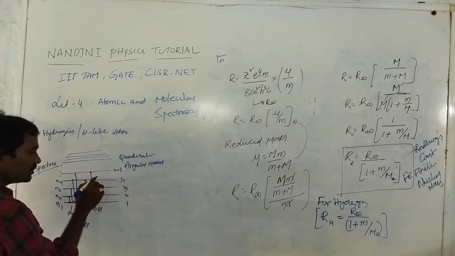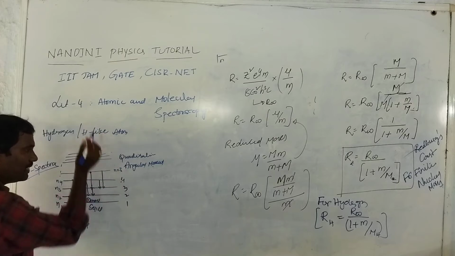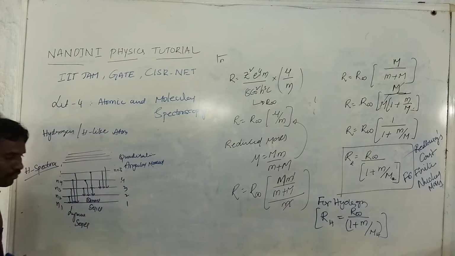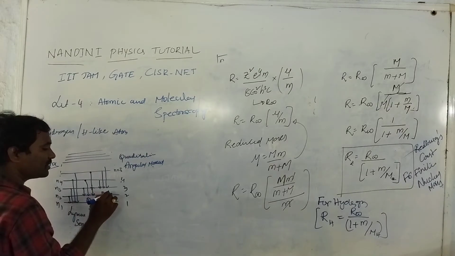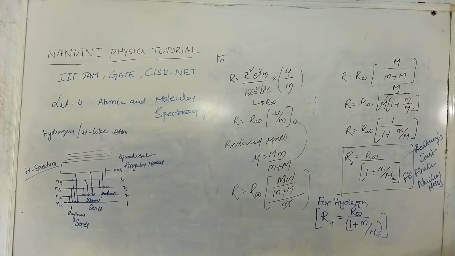Okay, and the transitions from 4 to 3, 5 to 3, and there are more levels from 6 to 4. So Lyman, Balmer, and this is the Paschen series. After that, Brackett and Pfund will be developed. So this is called the hydrogen spectra. This spectra arises from a hydrogen-like atom.